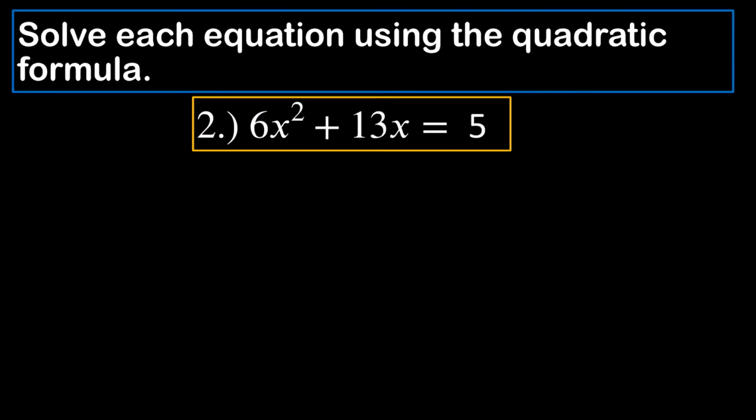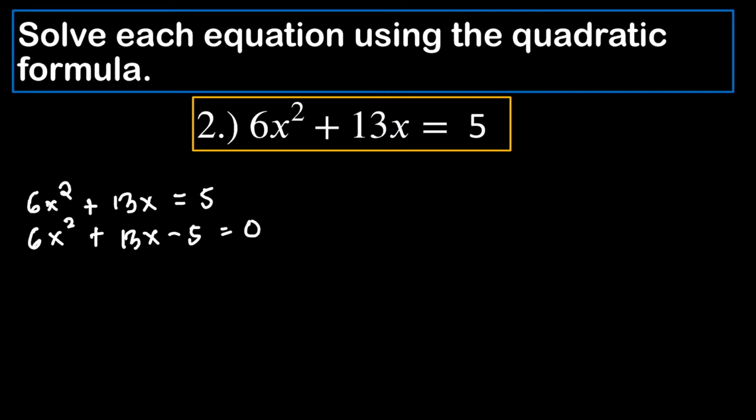Let's have the second example. We have 6x squared plus 13x equals 5. The first thing that you need to do here is to transform this into the standard form. So let's copy the given: 6x squared plus 13x equals 5. Rewriting this into the standard form, we have 6x squared plus 13x, transposing 5 to the left side, then that will give us minus 5 equals 0.